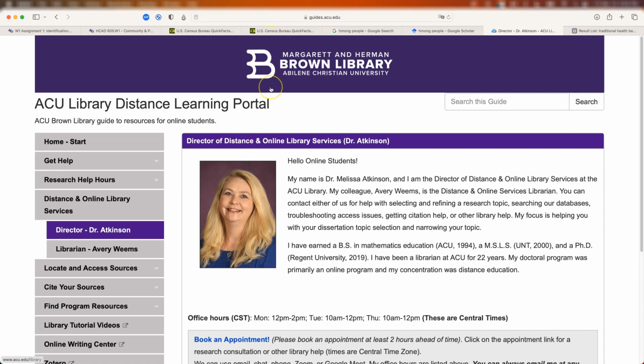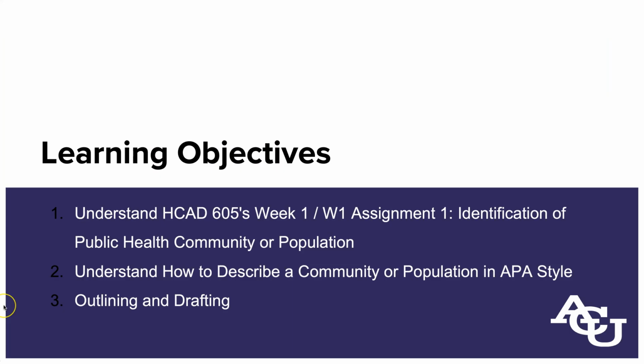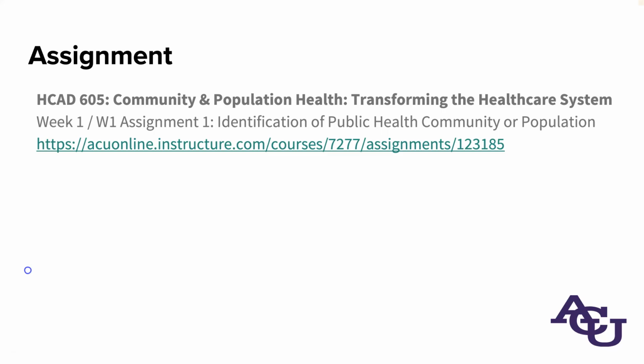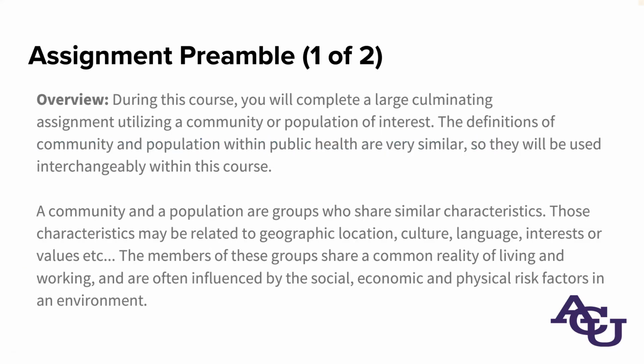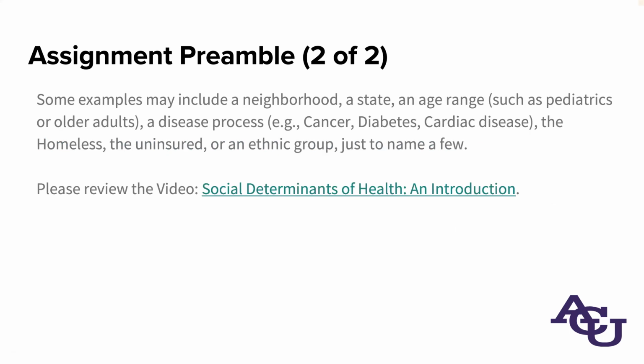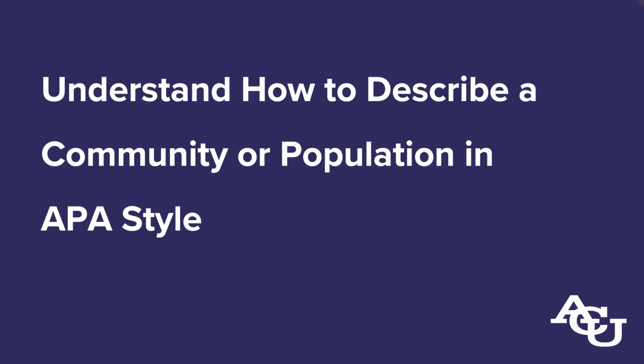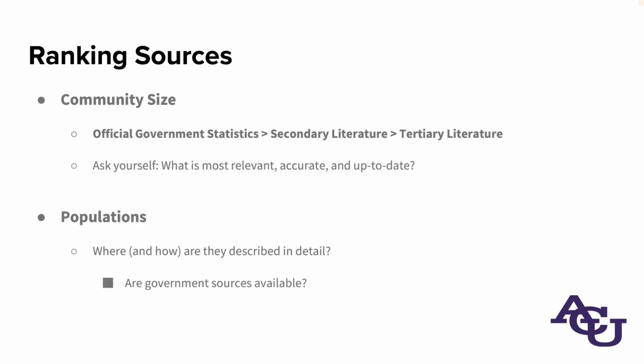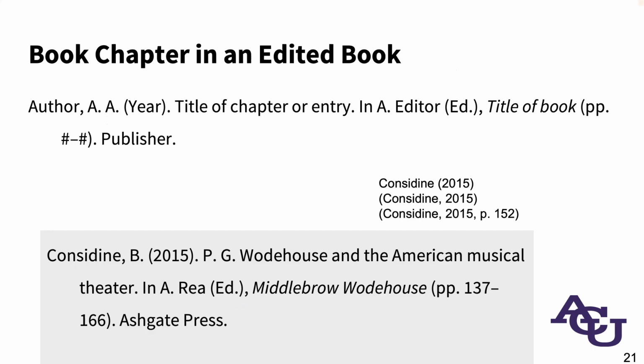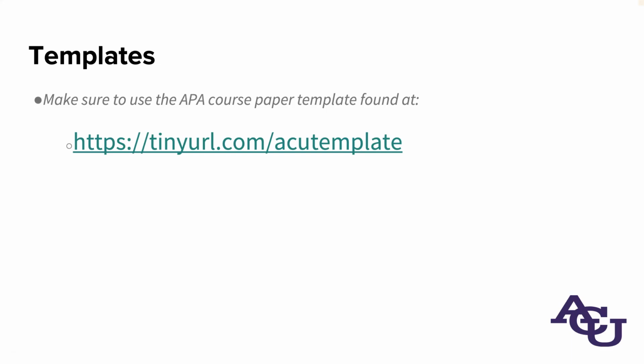Alright, so let's do a recap of what we've done so far. We looked at the instructions for this assignment. We talked about how to describe a community or population in APA style, including how to cite and reference your sources, and did some outlining and drafting. So the last thing that I'm going to do is just model some of the types of texts that you might write about a public health community, keeping in mind that you only have 500 words to do all the things that you are asked to do here. So we don't want to get too verbose, but let's see what we can come up with.